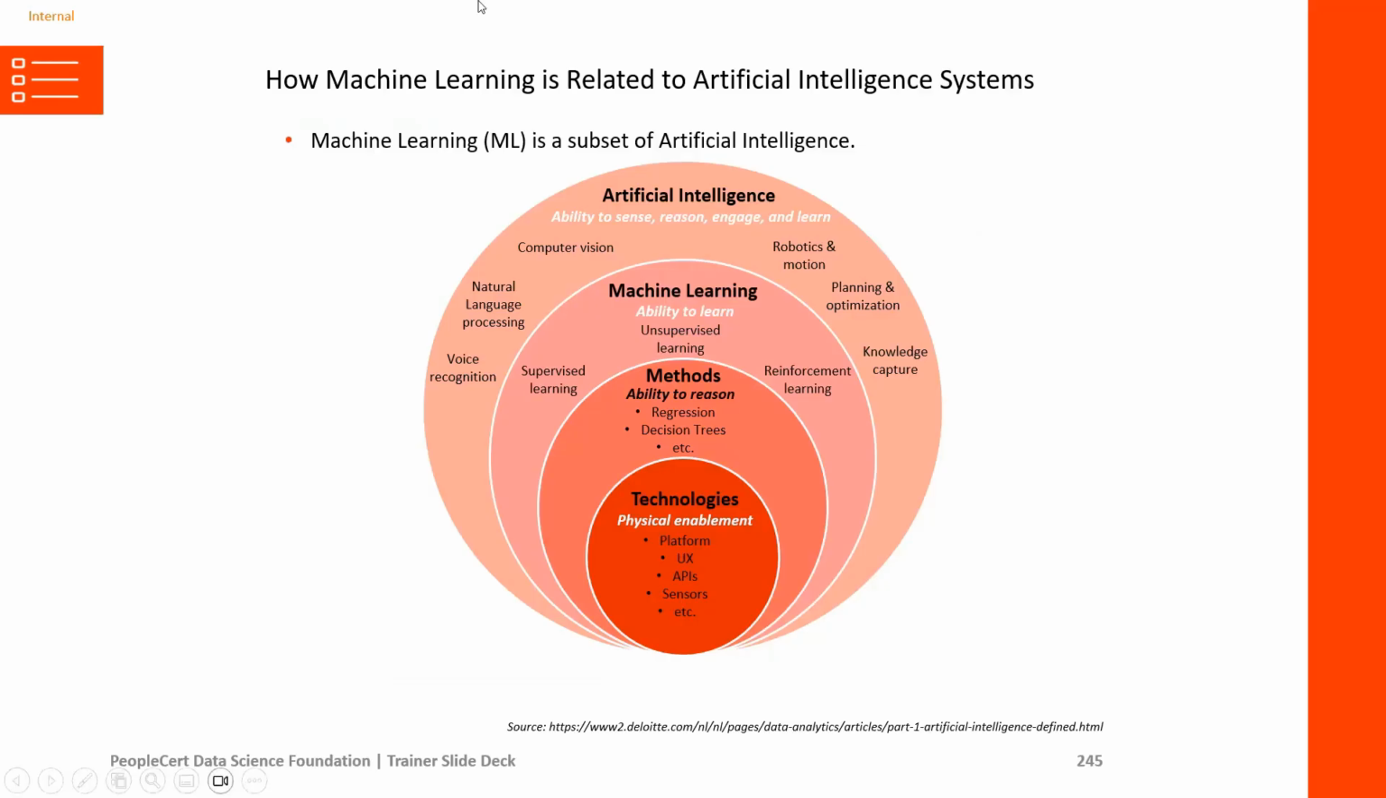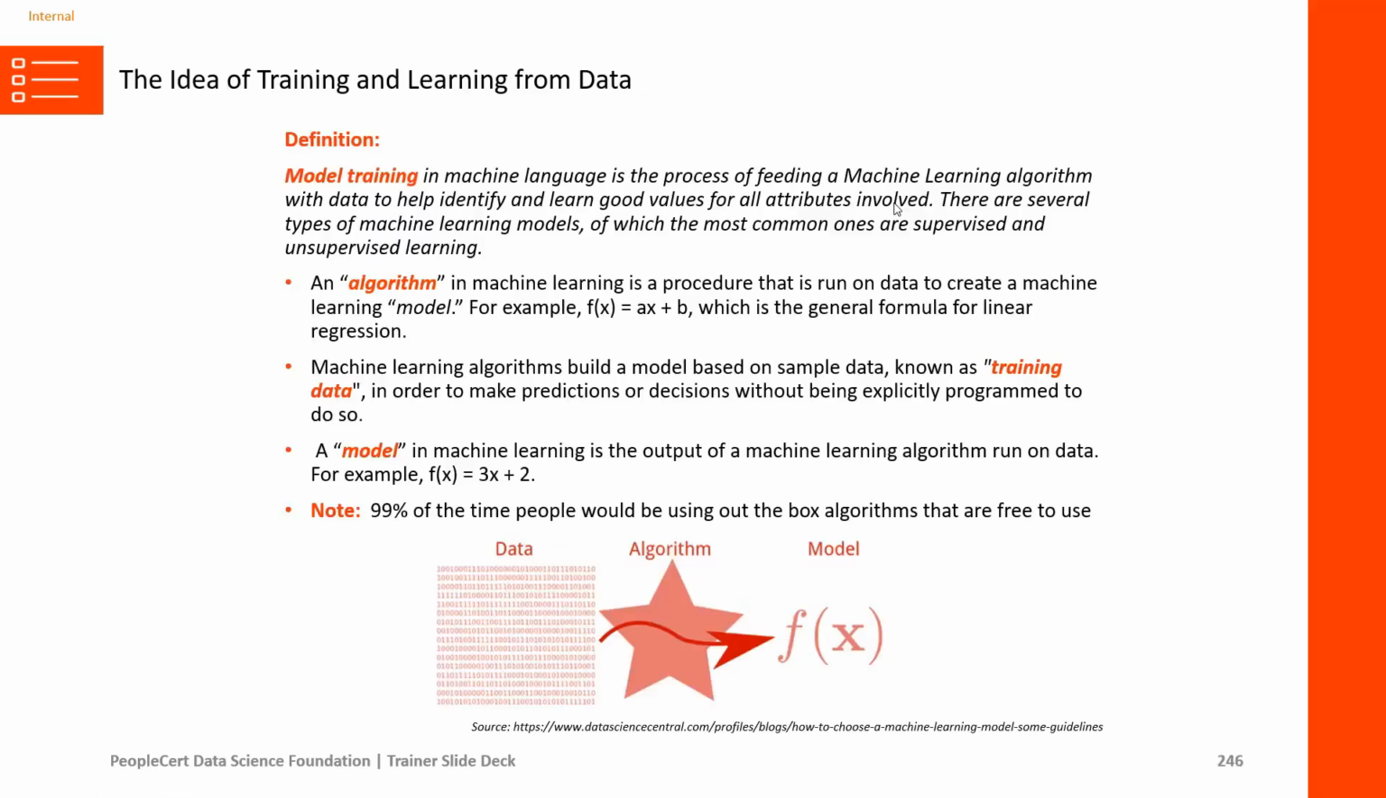So that's how you have artificial intelligence as a superset, machine learning as a subset, and then methods are again a subset of machine learning, and the technologies which are being used across. So this is how you can associate your machine learning with the artificial intelligence system. The idea of training and learning from data.